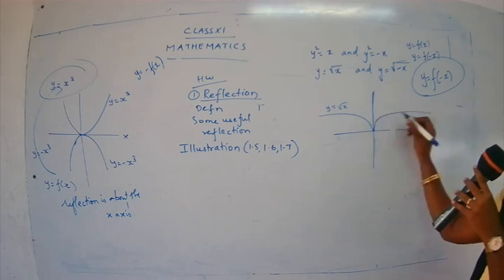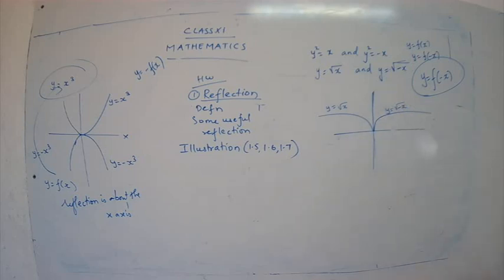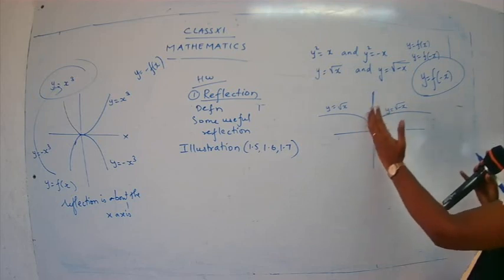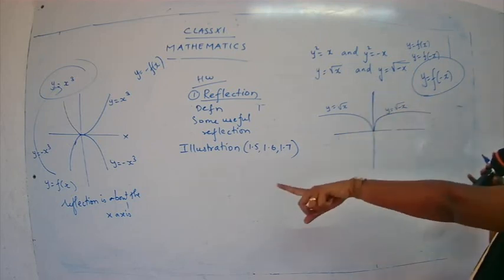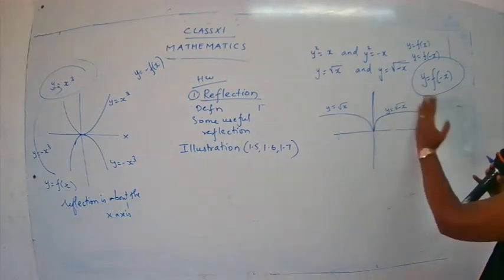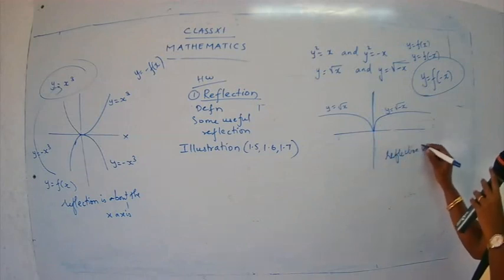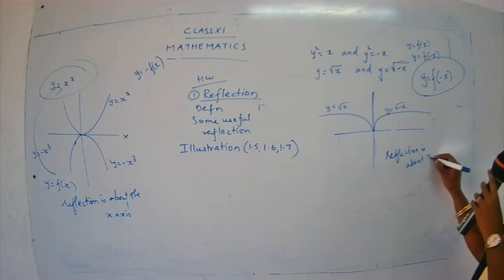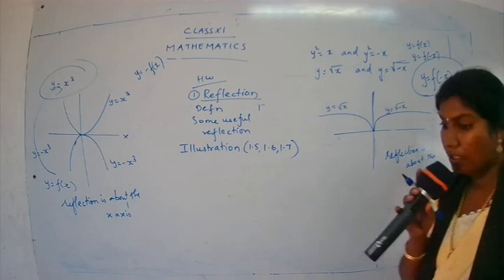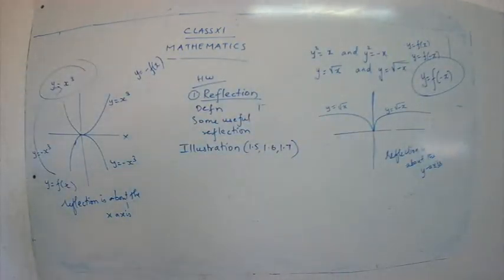So somewhat it comes like this. There is no need to plot any points, just a direct plotting of the graph, a direct transformation. So this is about the y-axis. In the previous case we have seen the reflection about the x-axis. Now the reflection is about the y-axis. Is it clear? Okay, good. Now we have one more point to be seen. The last one. What is the last one?